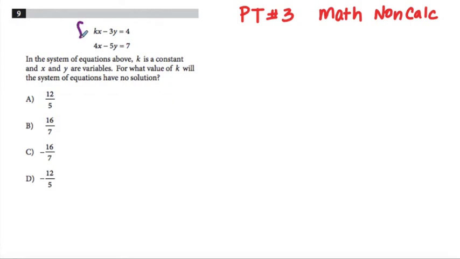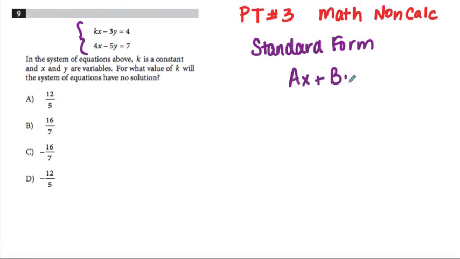Number one, you have a system, and each of these are linear equations in standard form. That means that they are in the form ax plus by equals c. And it also says we're looking for the value of k that will give the system no solution.